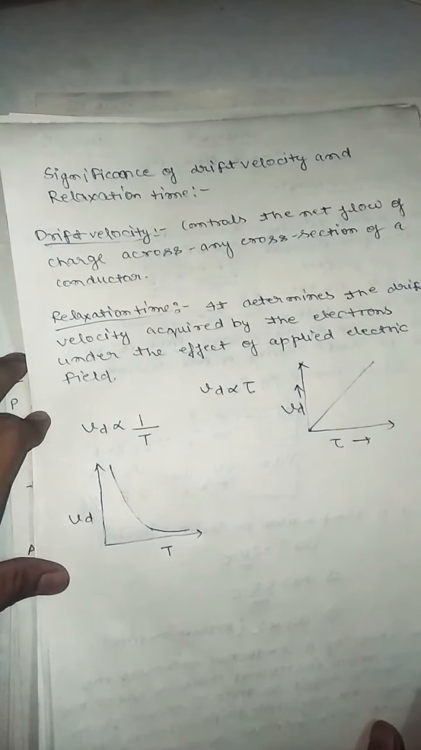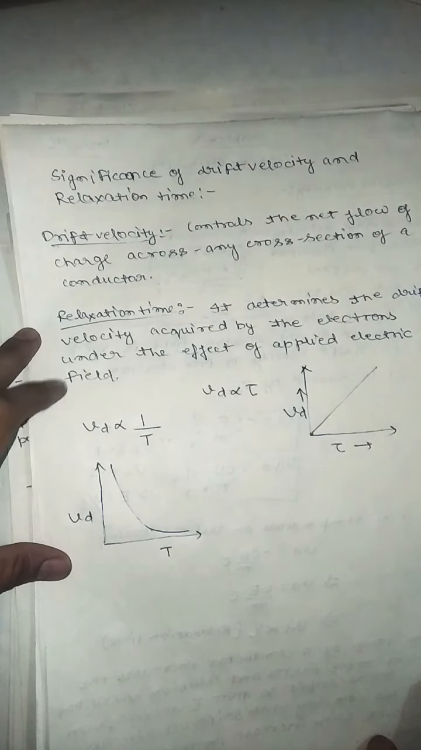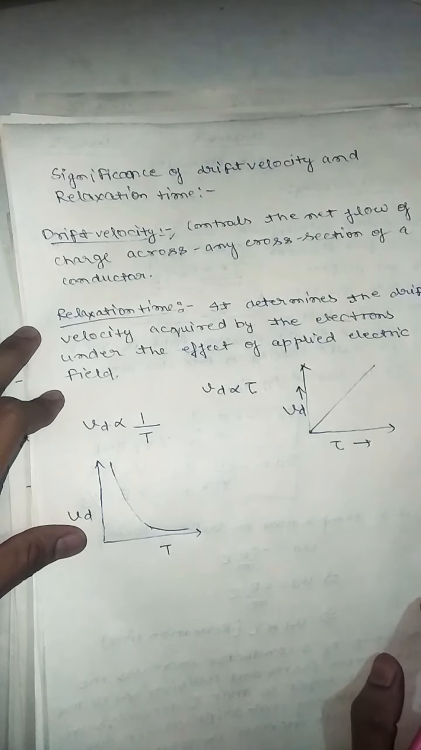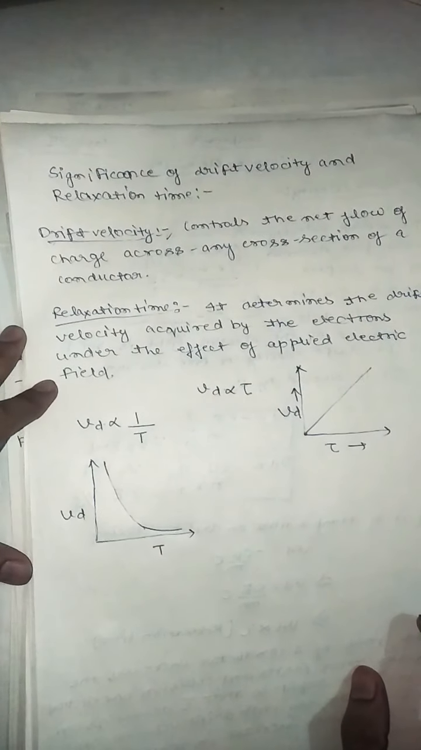So this is all about the significance of drift velocity and relaxation time. I hope you are getting all these points and you will understand them very carefully.